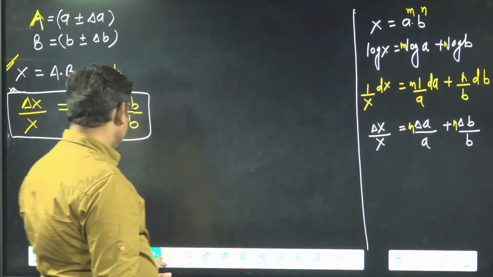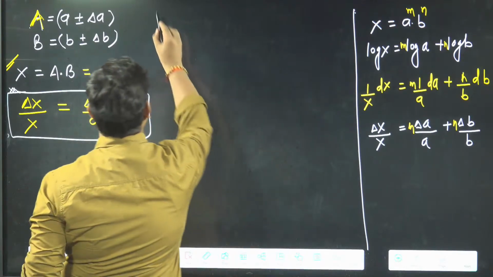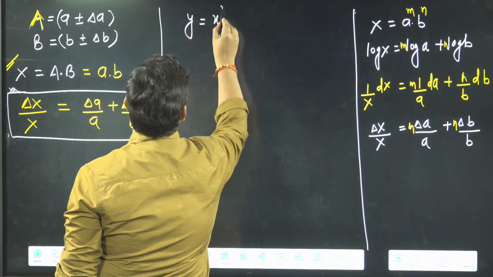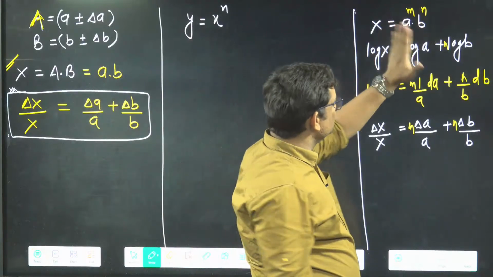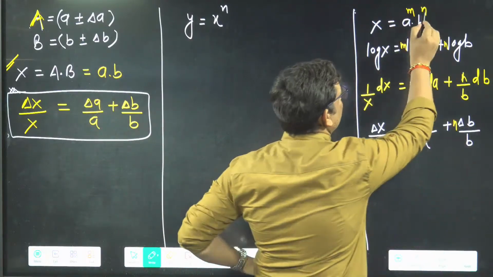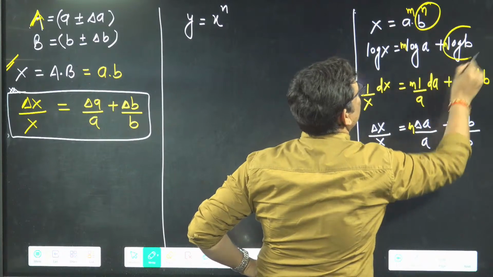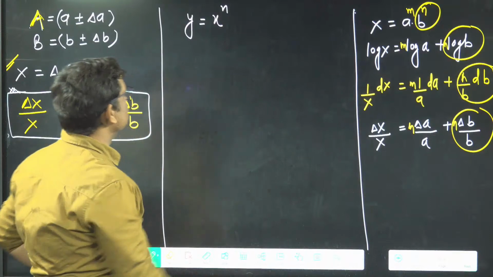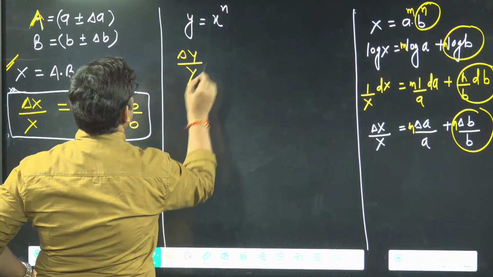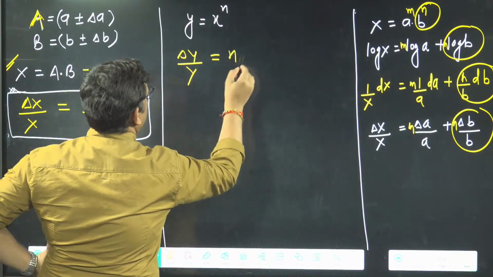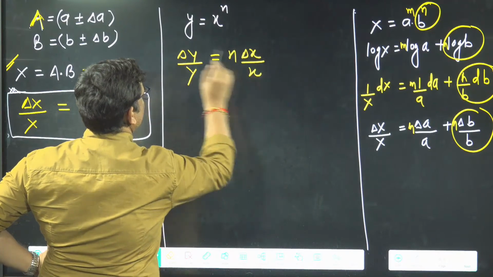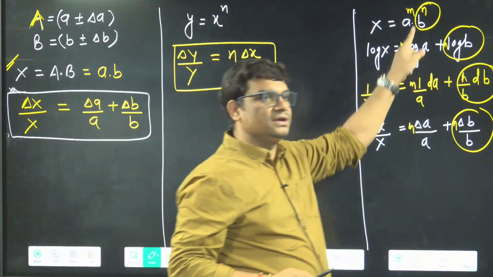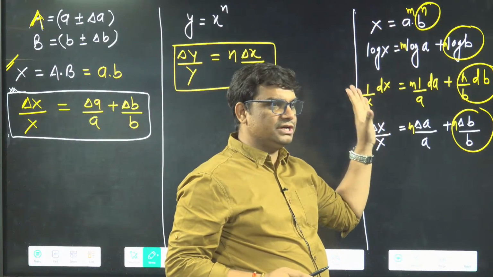Suppose we have just this thing, y equal to only x power n, means only a power m is there, and b power is not there. If this term is not there, then this will not be there. So in that case, what will be the answer? Delta y by y will be equal to n times delta x by x. I hope this one is clear. If only one term is there, the power will come outside.